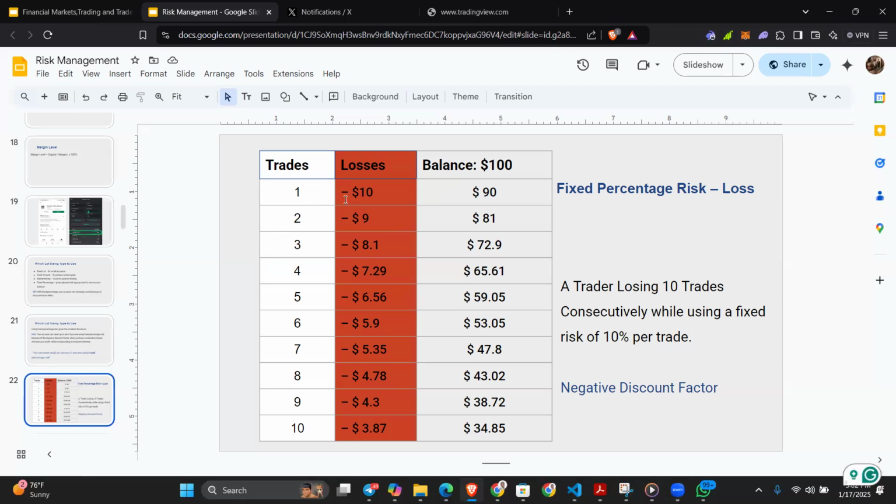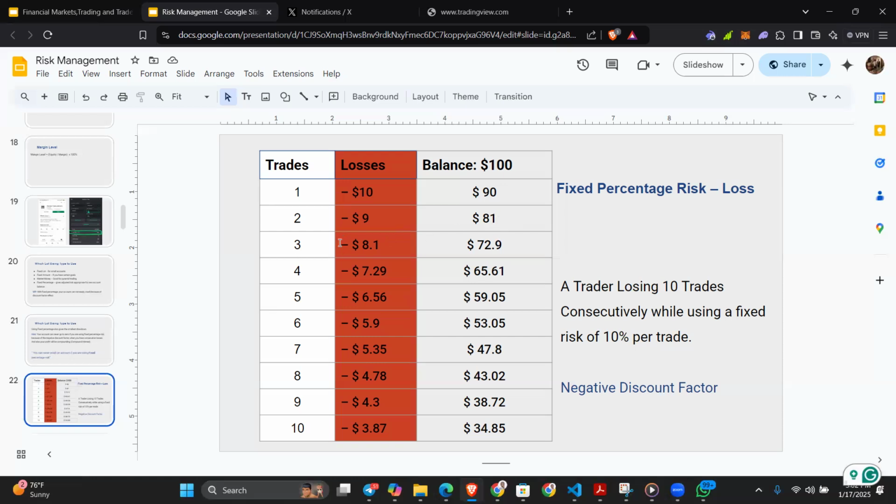Now in the second trade, remember he's risking... Oh, sorry, he's risking 1% of $90, and the market also goes against him. So he only has $81.